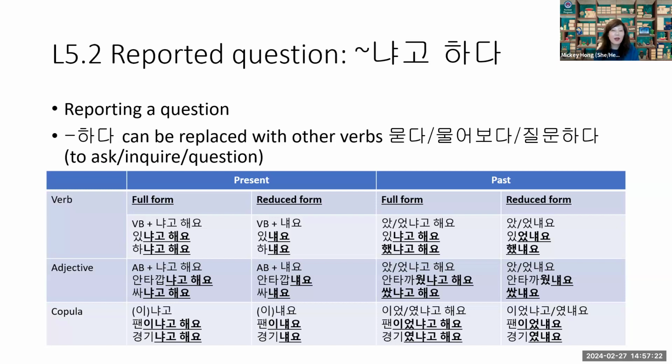They asked, what they asked is this. Okay, 안타까웠냐고 해요. Was it regrettable? They ask. 쌌냐고 해요. Was it cheap? They ask. Okay. 팬이었냐고 해요. Were you a fan at some point? 경기였냐고 해요. And the short form of those are 이었네요, 했네요, 안타까웠네요, 쌌네요, 팬이었네요, 경기였네요.